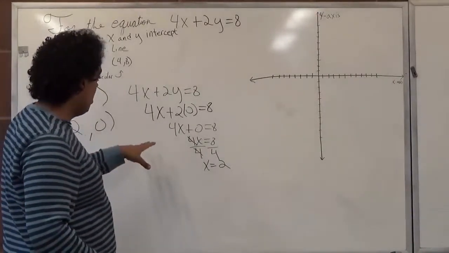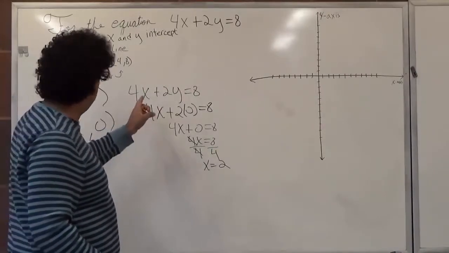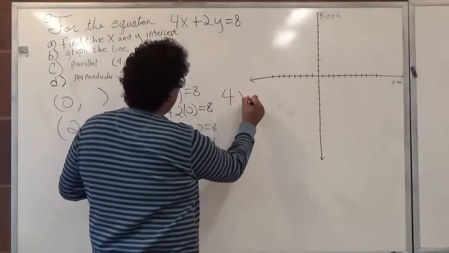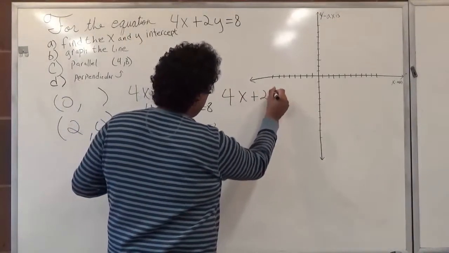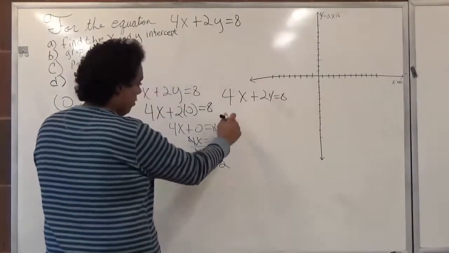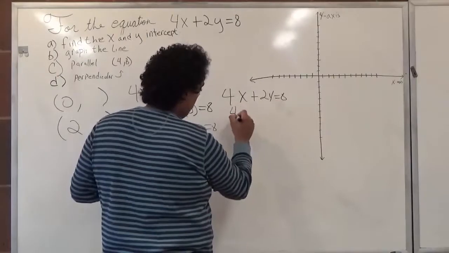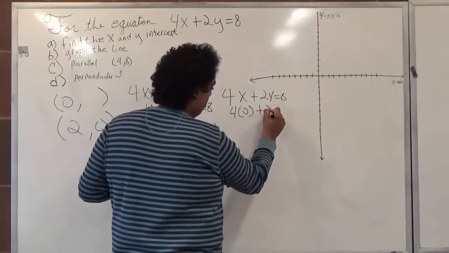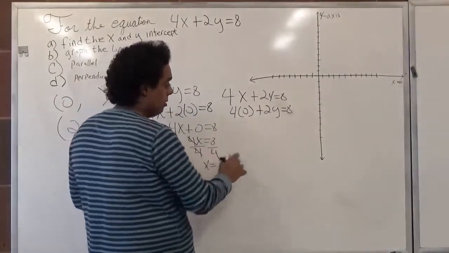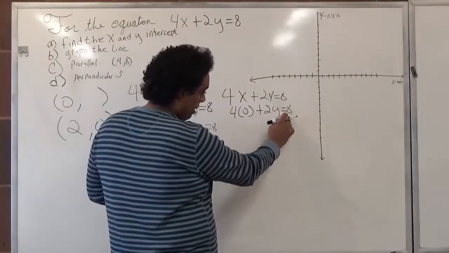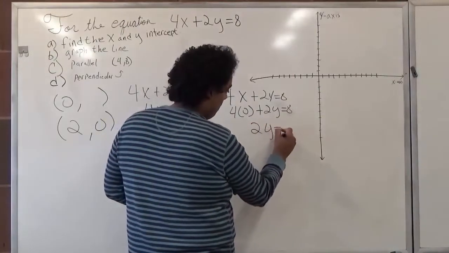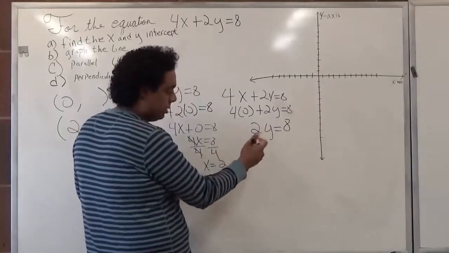We can do the same now and solve for our y-intercept. I'll do it right here, right next to it. 4x plus 2y equals 8. If x is equal to 0, what does y equal? So 4 times 0 plus 2y is equal to 8. 4 times 0 is equal to 0. We're left with 2y equals 8, because 0 plus 2y is going to be 2y.